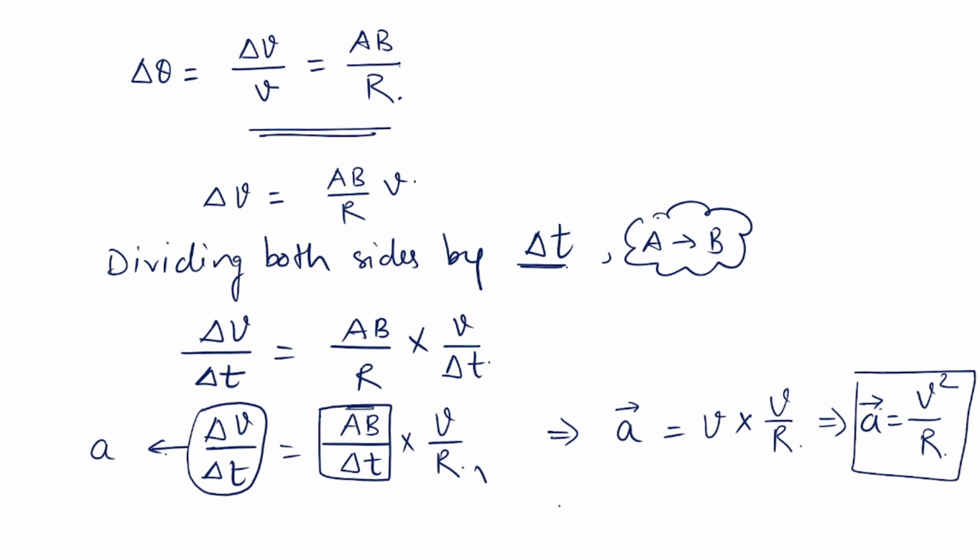Now if you multiply the centripetal acceleration with the mass of the object, then you will get centripetal force, which is Fc is equal to m into a, and you know centripetal force is m into v squared by r. So that's it related to centripetal acceleration, and very easily we found the centripetal force as well.